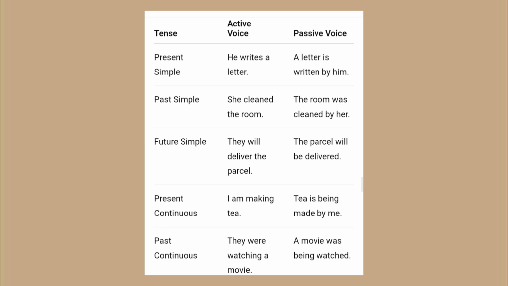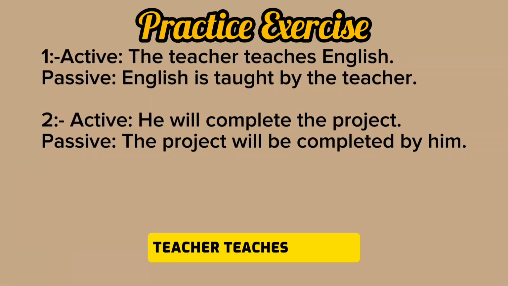Present continuous: I am making tea. Tea is being made by me. Past continuous: We were watching a movie. A movie was being watched. Active: The teacher teaches English. Passive: English is taught by the teacher.